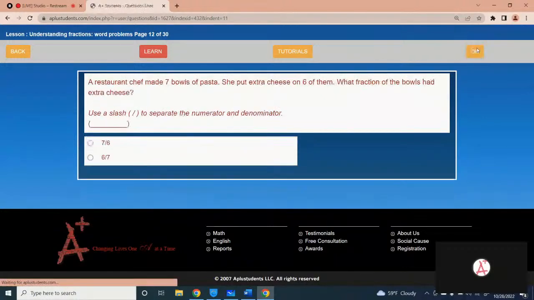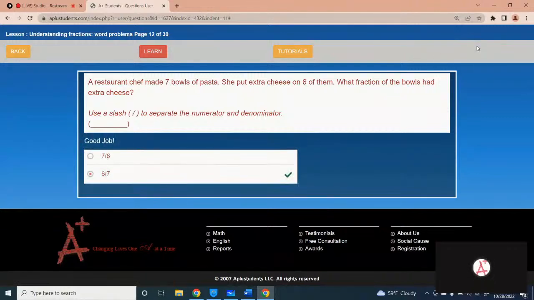Okay, a restaurant chef made 7 bowls of pasta. She put extra cheese on 6 of them. What fraction of the bowls had extra cheese? So it would be 6 over 7, because the total is 7, and out of the 7, 6 of them have extra cheese, so it would be 6 over 7. Got it? Those are the ones that have cheese on them. It would be 6 over 7. Got it? Just select the correct option and click on the OK button.